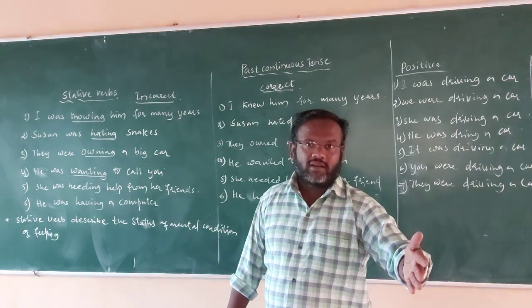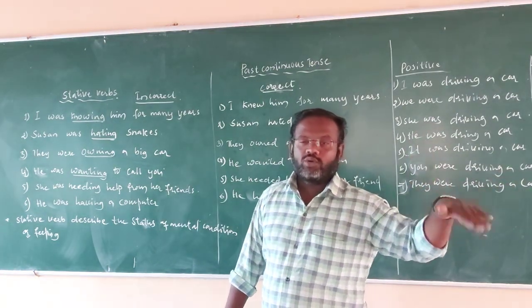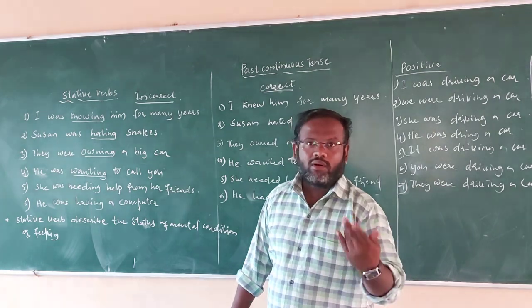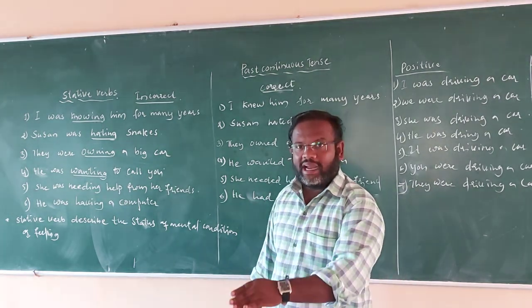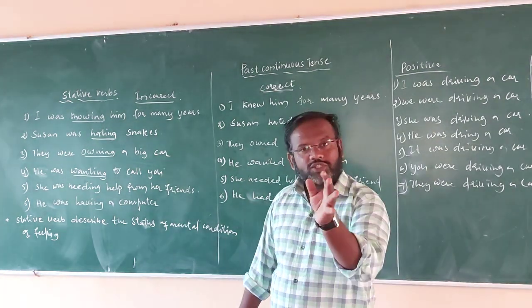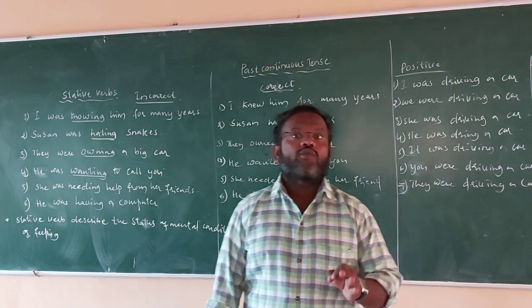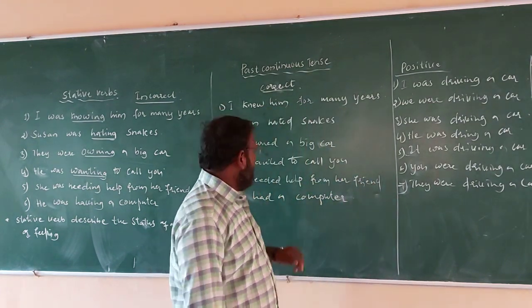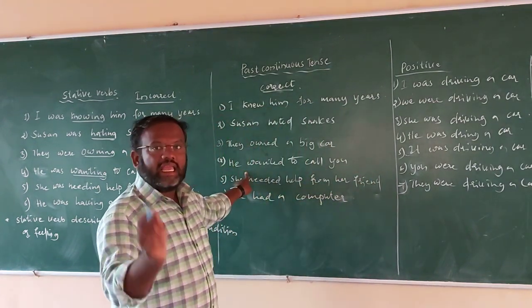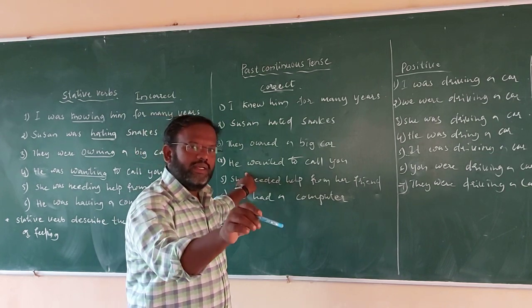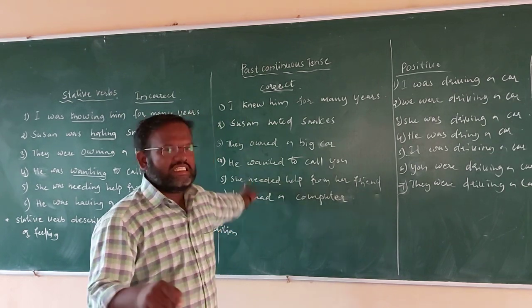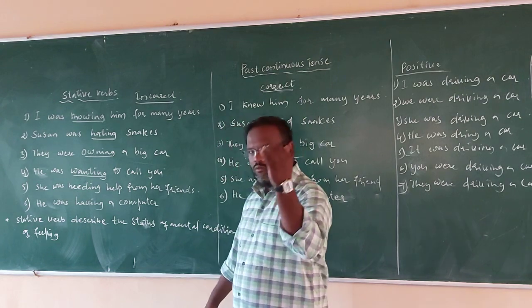He was wanting to come to school. Wrong answer. He was wanting to write the exam. Wrong. Then what should be the correct answer? He wanted to call you. Again, simple past tense. He wanted to call you. Simple past tense.